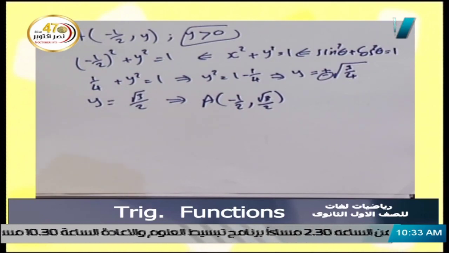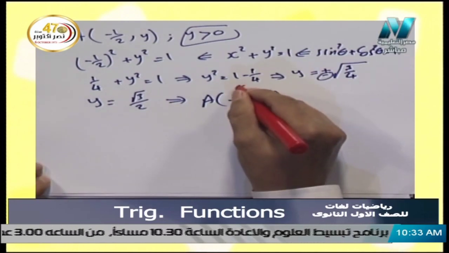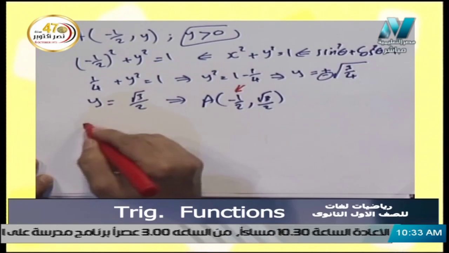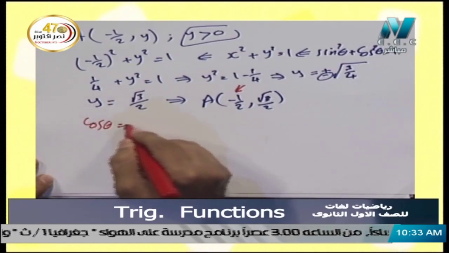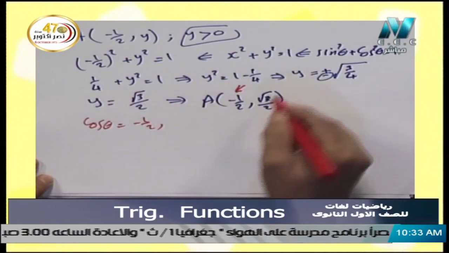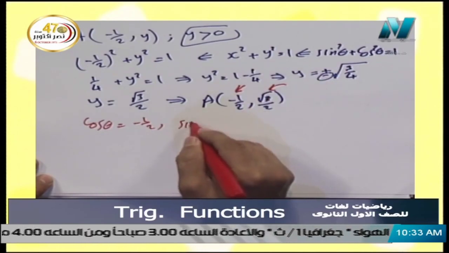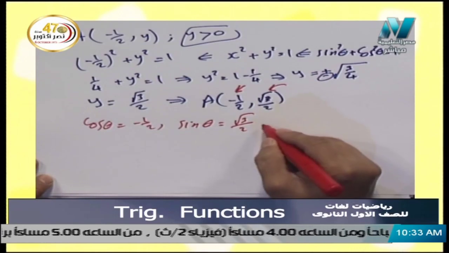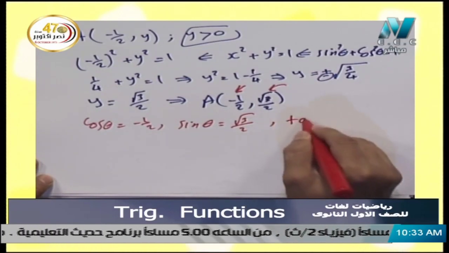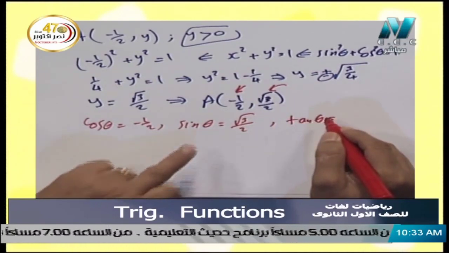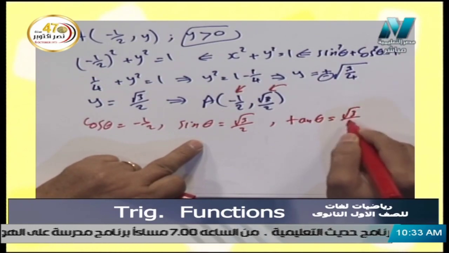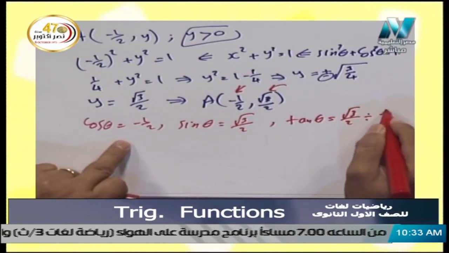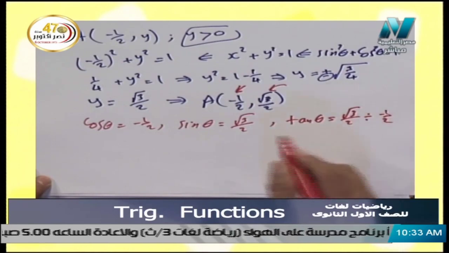and we can easily find the trig functions. We know that the first coordinate is cosine theta. Cosine theta here is negative half, and sine theta equals root 3 over 2, and tan theta equals sine over cosine, so it's root 3 over 2 divided by negative half, and we have the result.